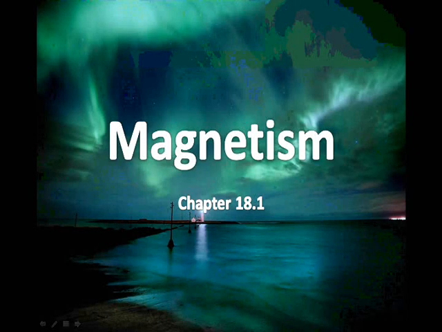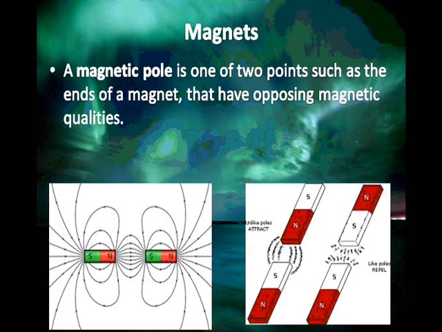Okay, we're going to go ahead and start talking about magnetism, and we're going to talk about general characteristics of magnets, magnetic fields, and also electromagnetism a little bit. Now, a magnetic pole is one of two points, such as the ends of a magnet, that have opposing magnetic qualities. So two like poles repel each other, while two unlike poles attract each other.